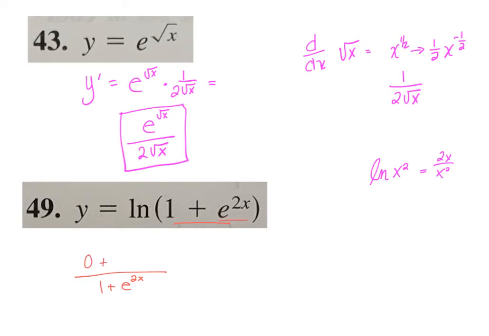Plus the derivative of e to the 2x. Well, that is e to the 2x times 2, right? So I have 2e to the 2x over 1 plus e to the 2x. So it looks daunting, but really it's not. That would be your answer. Derivative of the inside, that's 0 plus your e to the 2x times 2, over the inside, 1 plus e to the 2x. And you're done.